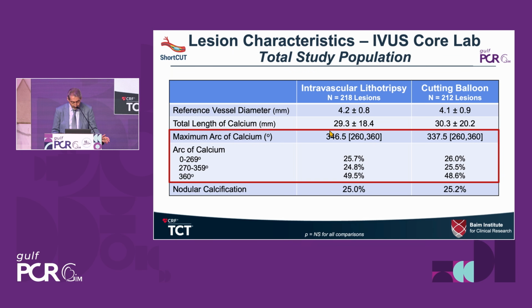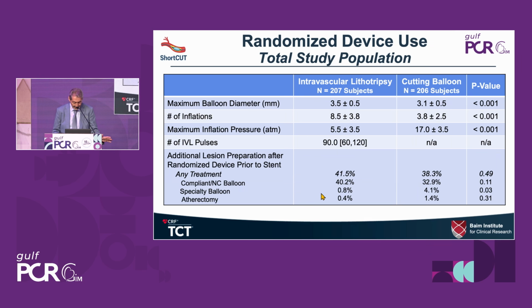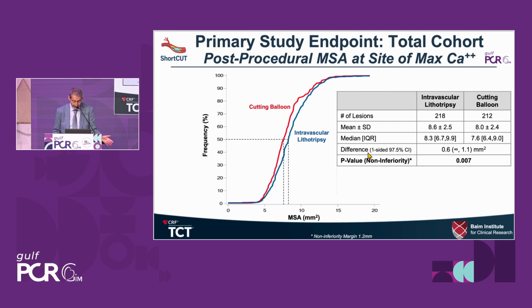Arc of calcium, well, quite large, as you can see. However, around 26% had less than 270 degrees in both groups, and I'm not sure the nodular calcium, that we still don't know 100% how to treat, was a good idea to be included in this trial. The way lithotripsy was done is not the way we do. Of course, we have an expensive device. We use all the energy, 120 pulses in all cases, while here the average was 90 and some were as few as 60.